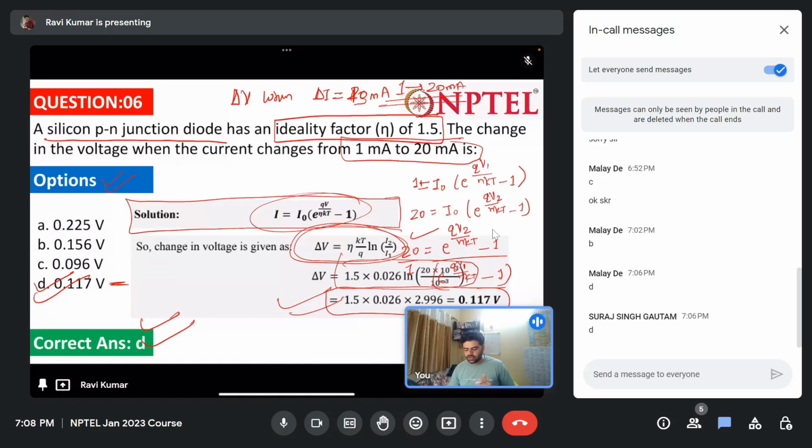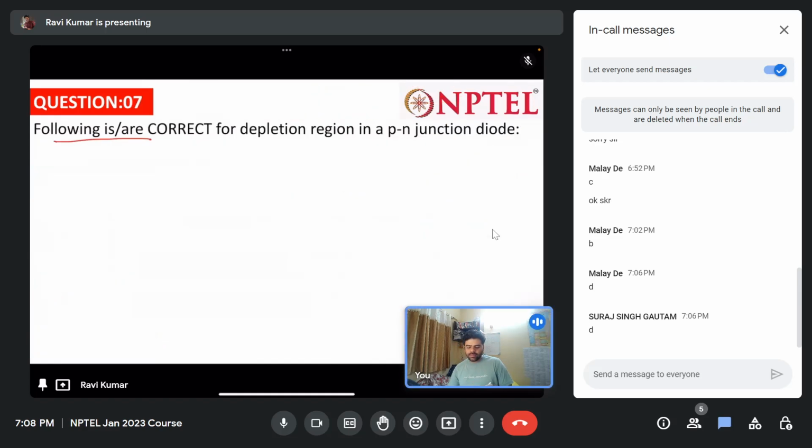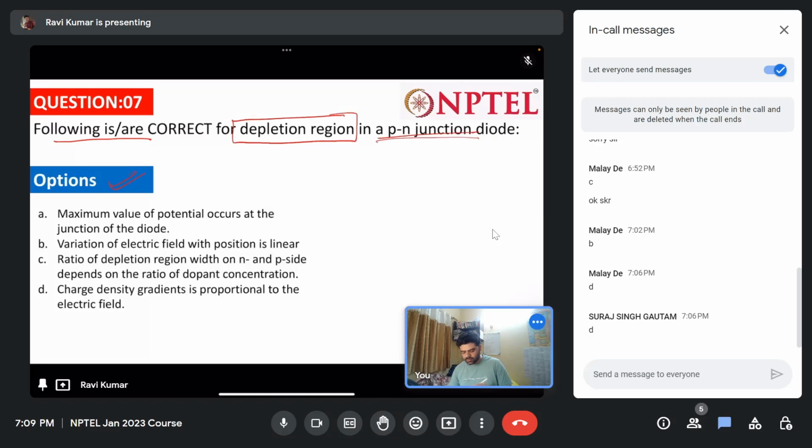Let's move to the next part, which says: following is or are correct for depletion region in a PN junction diode. And these are the options. So there are few statements regarding the depletion region in a PN junction diode. You need to find out among these four which are correct or which are wrong. Maximum value of potential occurs at junction of the diode.